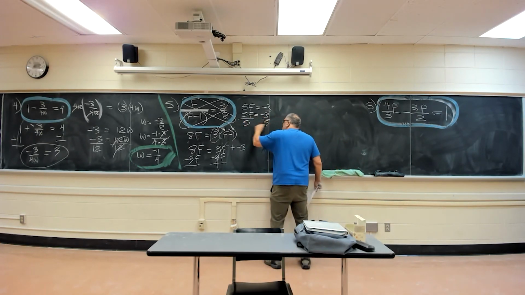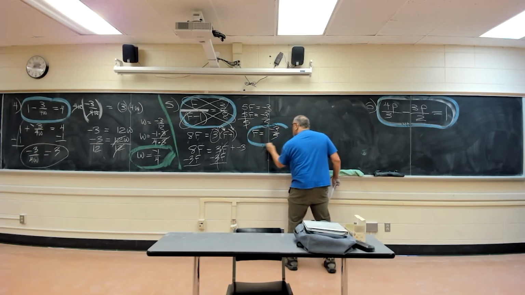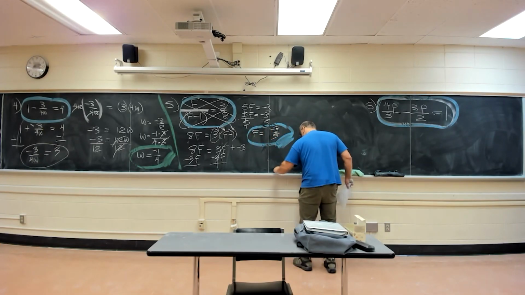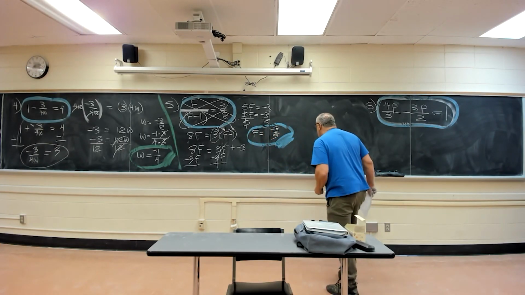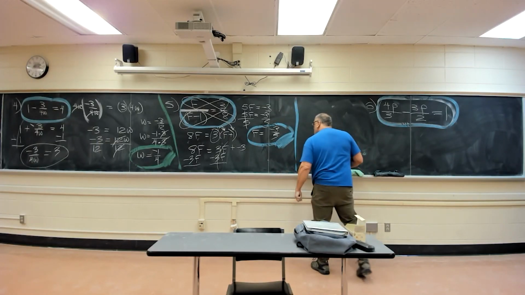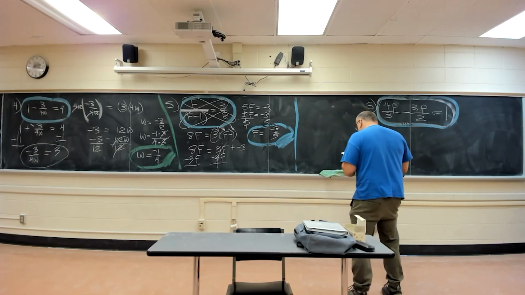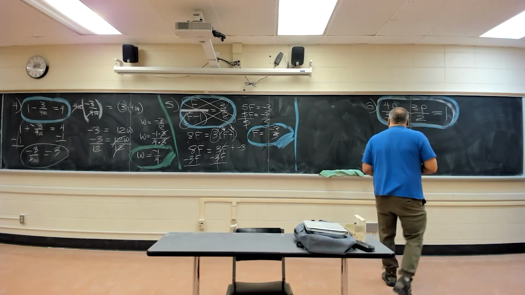Divide by 5 on each side. F equals -3/5. Sounds good to me. Let's see here. F equals -3/5 for 5. You got it. 6.